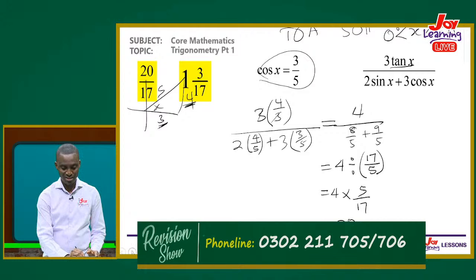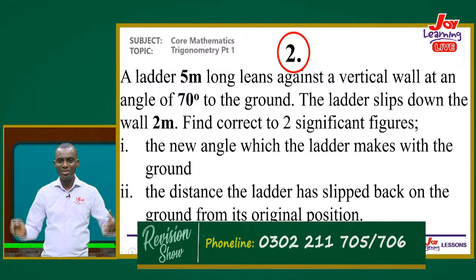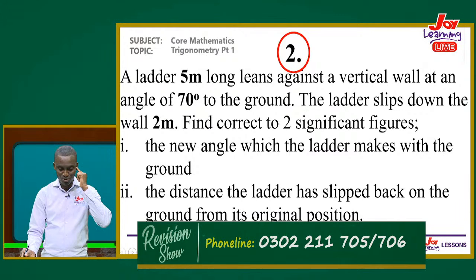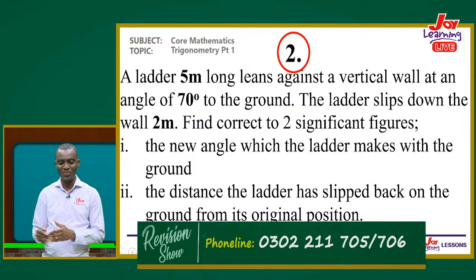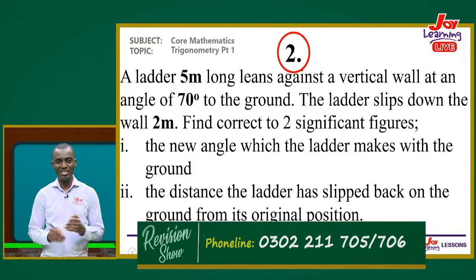Then question number 2, I'll give you a few minutes. Those of you who have not solved it and want to try it, I'll give you a few minutes and you bring your answer and let's see whether you can add up to what you have already here. A ladder 5 meters long leans against a vertical wall at an angle of 70 degrees to the ground. The ladder slips down the wall. I'll show you a demonstration of how it happened.